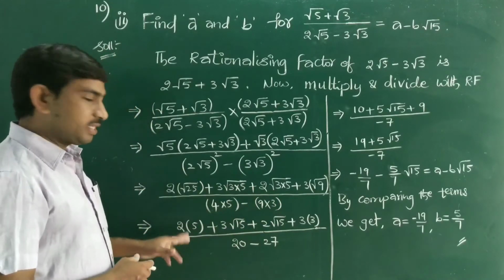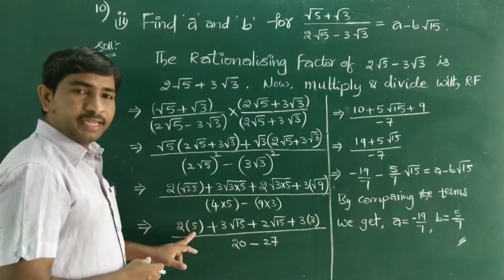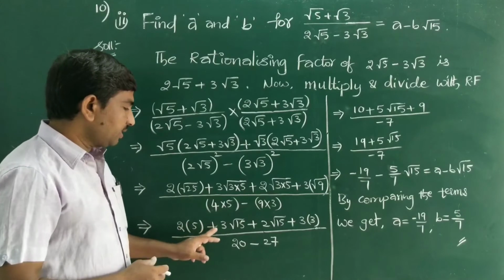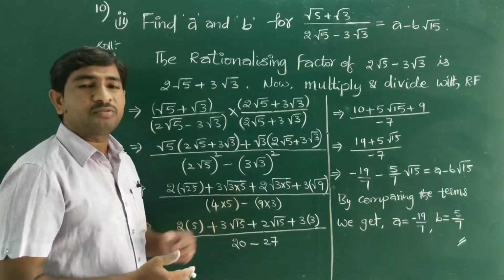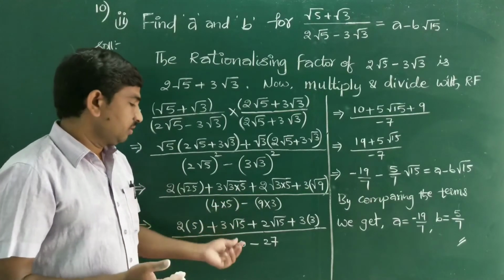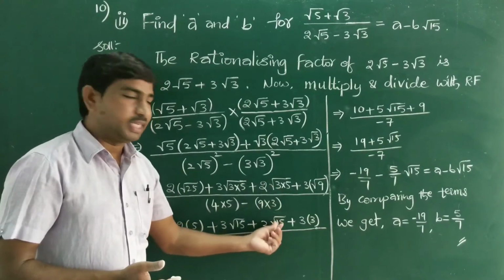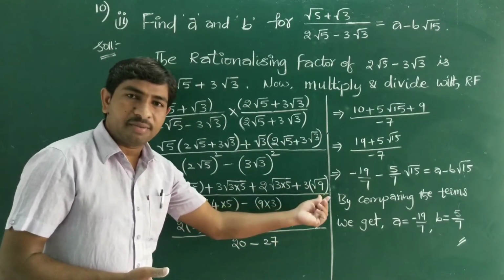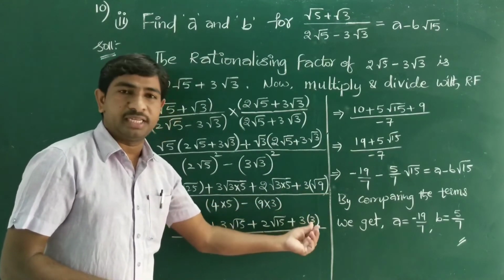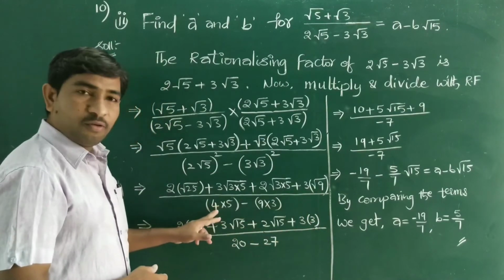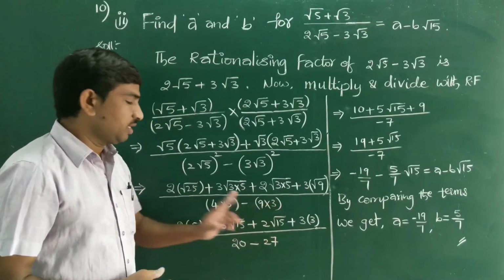So now the next step, root 25 value is 5. We know that 2 into 5 plus 3 into root 3 plus root 5 root 15 plus 2 into root 15 plus root 9. Root 9 value is how much? 3 only. So 3 into 3. So that is by, so 4 5s are 20 minus 3 9s are 27.